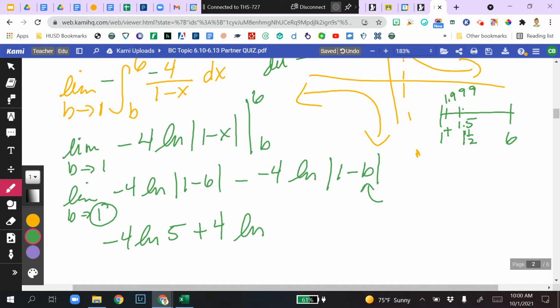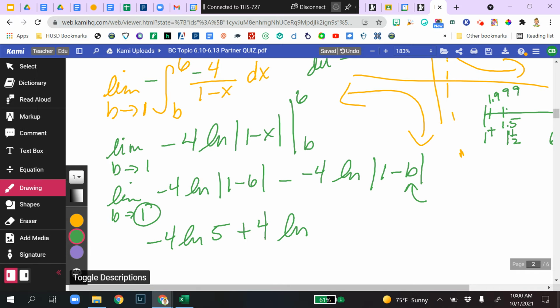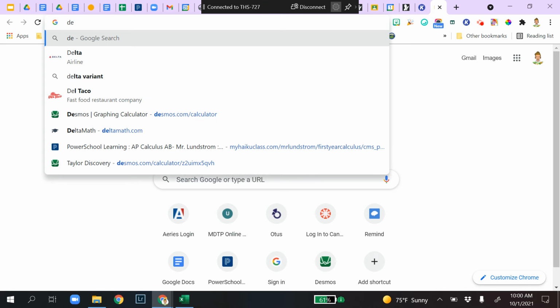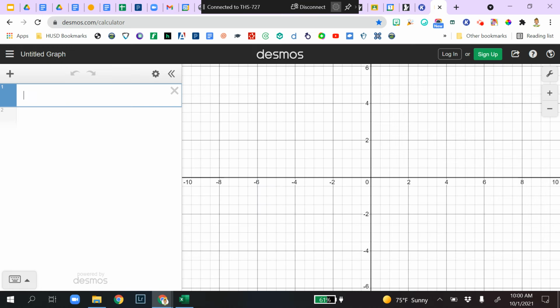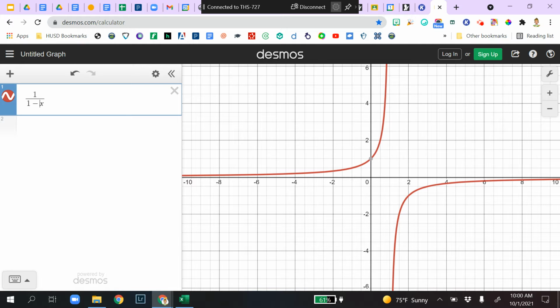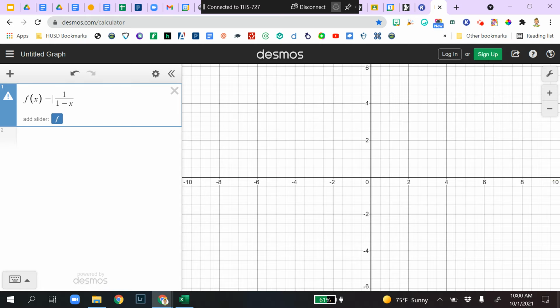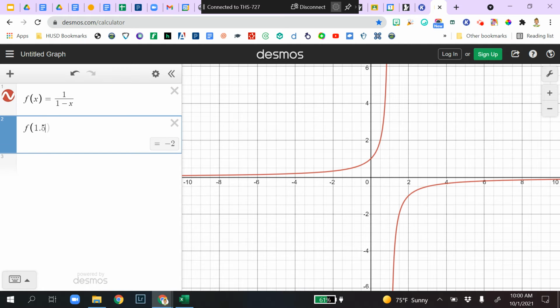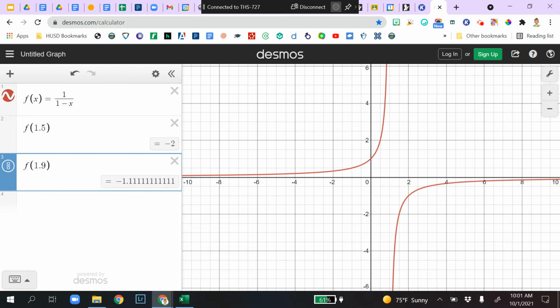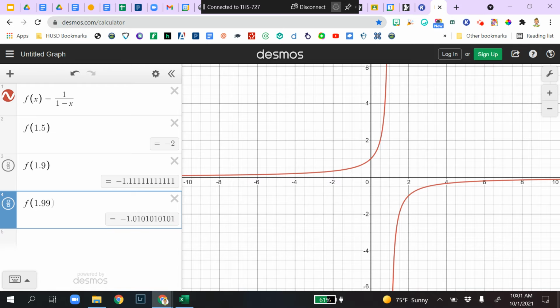Okay. So let me show you the idea. I'm just going to pull Desmos out really quick and show you. All right, so we had 1 over 1 minus x, right? Oh, and I need to say f of x equals. You can start seeing it already in that graph. All right, so I'm going to find f of 1.5. It's negative 2. Now I'm going to find f of 1.9. Notice it's negative 1.111111, right? f of 1.99. Going to 1, isn't it?